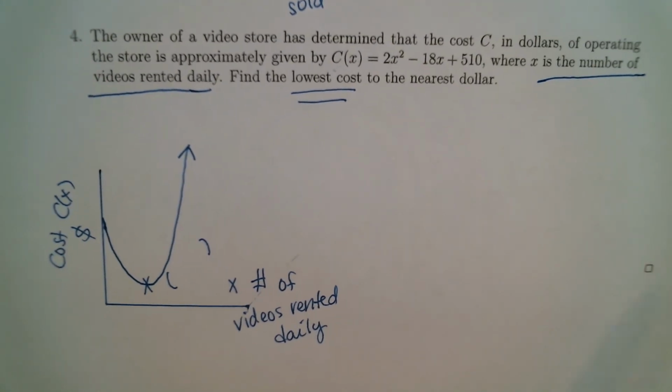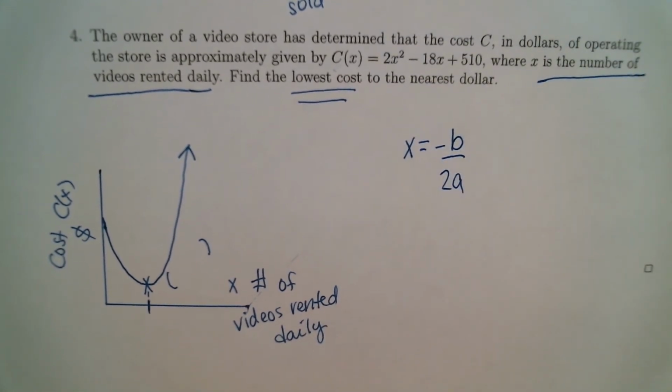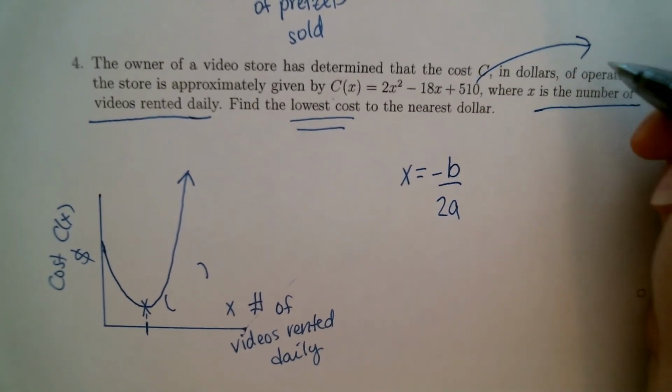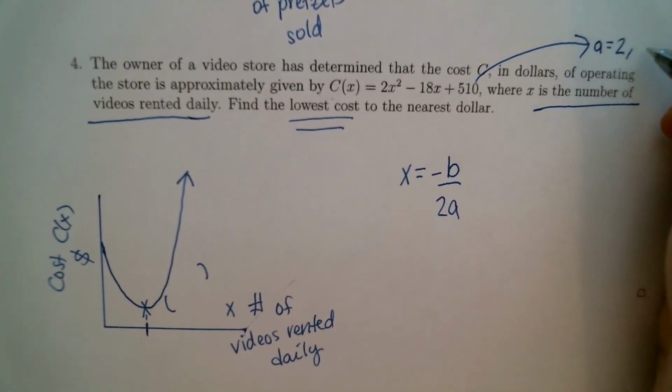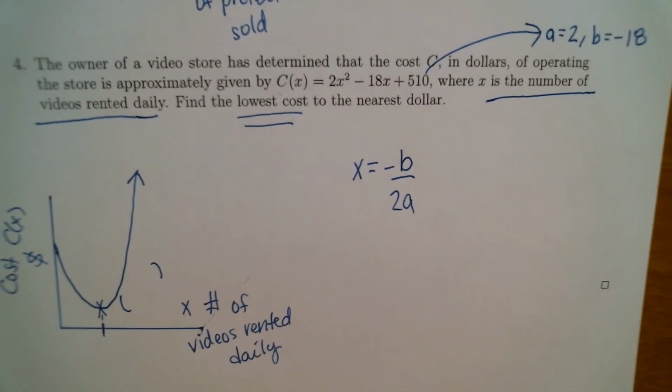All right, to do this, we actually have to calculate the X coordinate first. We need to know how many videos need to be rented daily. And then once we have that X coordinate, we can plug it into the original function to get our Y coordinate. So let's go ahead and do X equals negative B over 2A. If we go back to our original function, our A value is positive 2 and our B value is negative 18. Go ahead and plug those into the vertex formula.